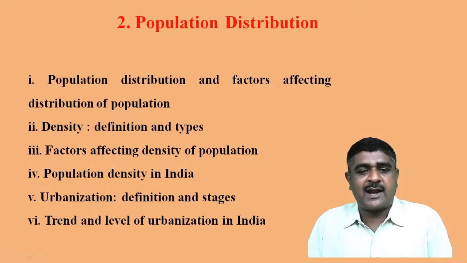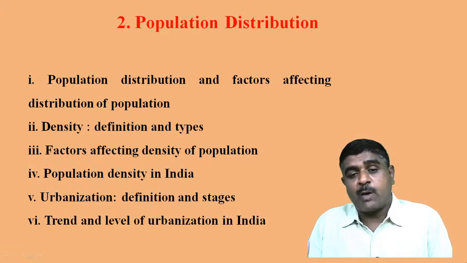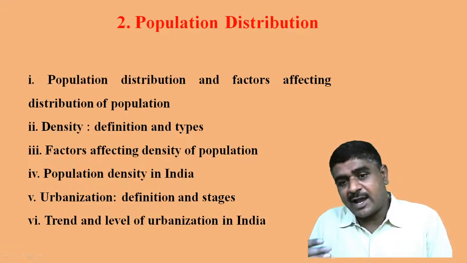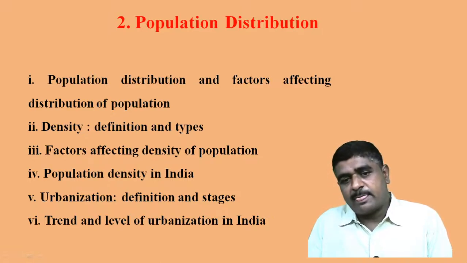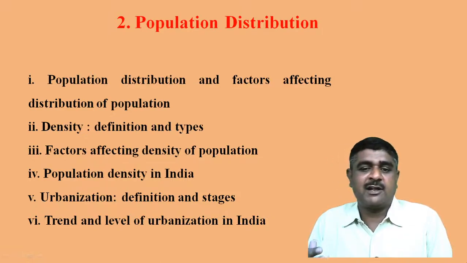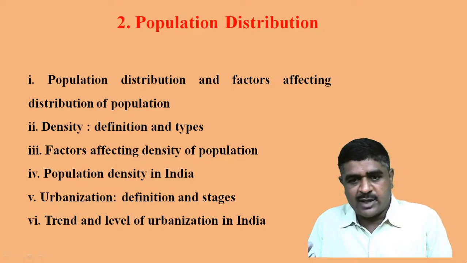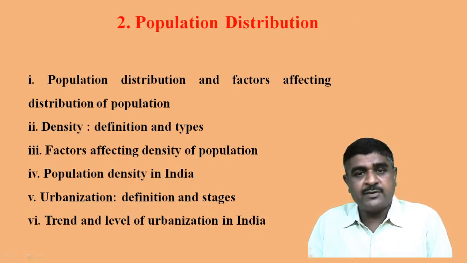Then sixth, trend and level of urbanization in India. In 1901, in India, only 10% of people were residing in urban areas, but according to the 2011 census, more than 40% of people are residing in urban areas. Why? The population of urban areas is increasing very rapidly. Which factors have influence on increasing urbanization? We'll see details in this topic.